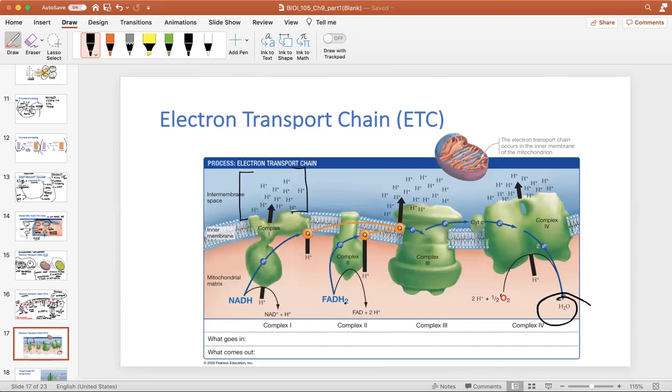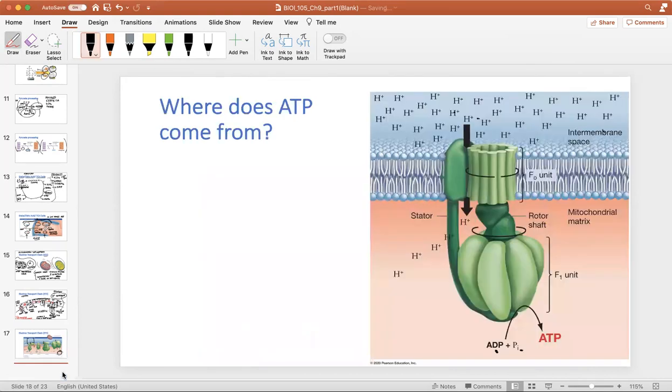Here's the same thing with FADH2. We're going to peel off an electron. We're going to use Q to shuttle it. All the while, we're pumping hydrogens, and again, dumping the electrons onto an oxygen and forming water. Up until this point, we have not made any ATP yet. So that's what we're going to do next.